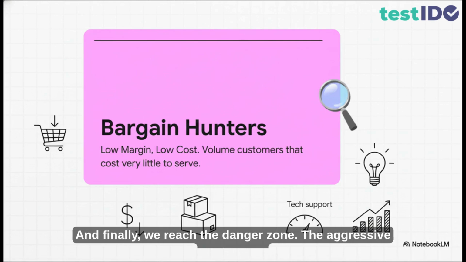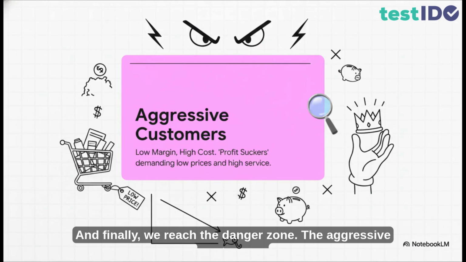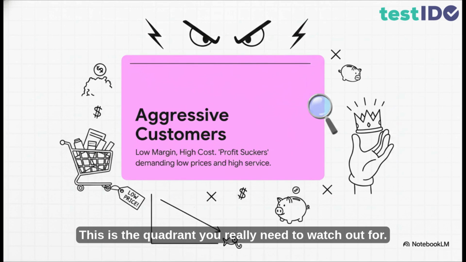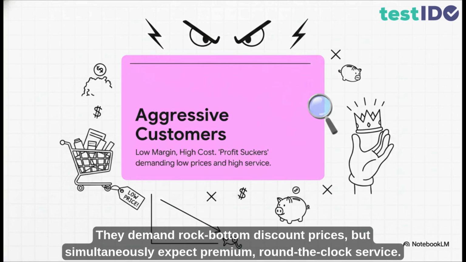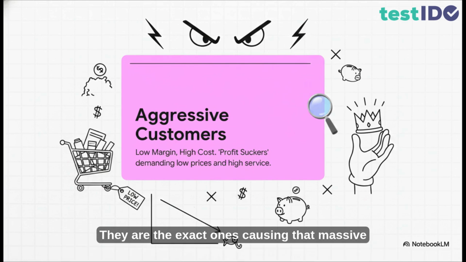costs near zero. And finally, we reach the danger zone, the aggressive customers. Low margin, high cost. These are your absolute profit suckers. This is the quadrant you really need to watch out for. They want a champagne, white glove experience, but on a tap water budget. They demand rock-bottom discount prices, but simultaneously expect premium, round-the-clock service. They are the exact ones causing that massive dip at the end of the whale curve we saw earlier.